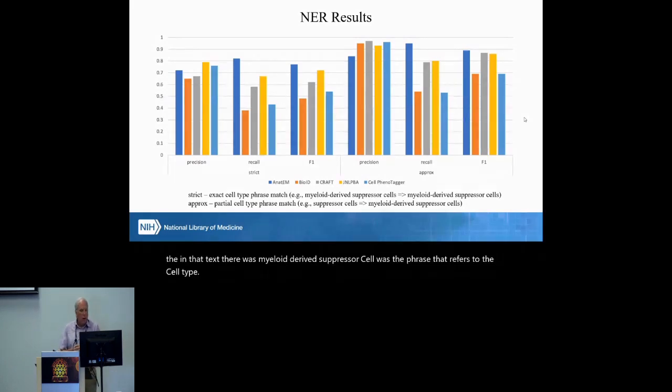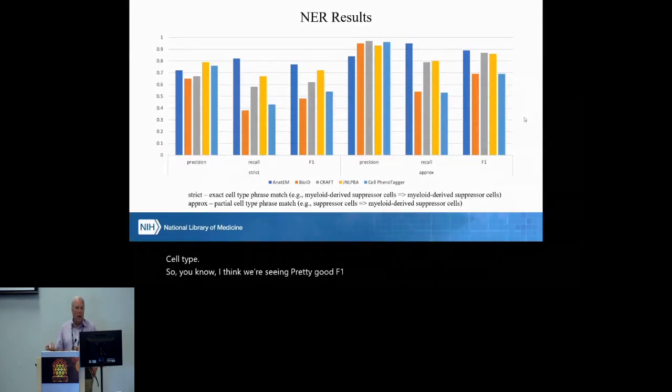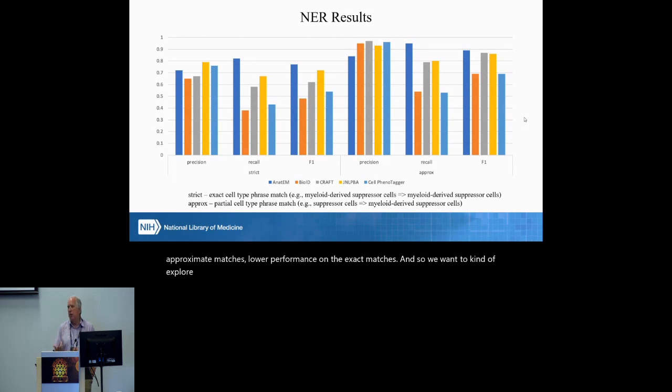I think we're seeing pretty good F1 performance on the approximate matches, lower performance on the exact matches. So we want to explore that in a little more detail to try to understand why we are missing some of these exact matches. But before I go to that, the other thing we wanted to do is combine the results from these 5 different models using an ensemble strategy to see how well the ensemble would perform.